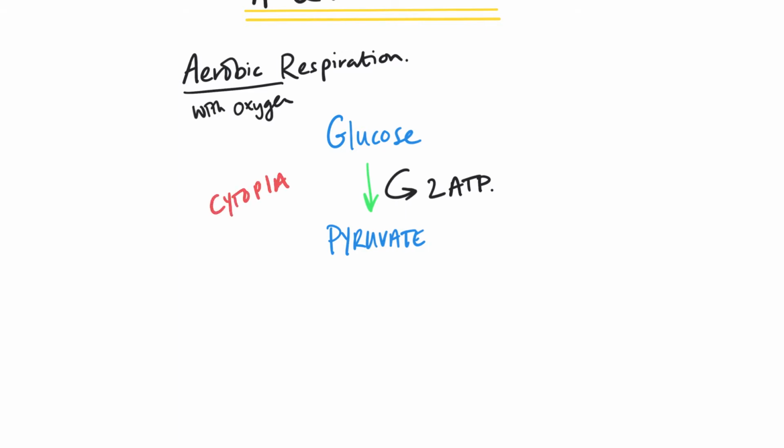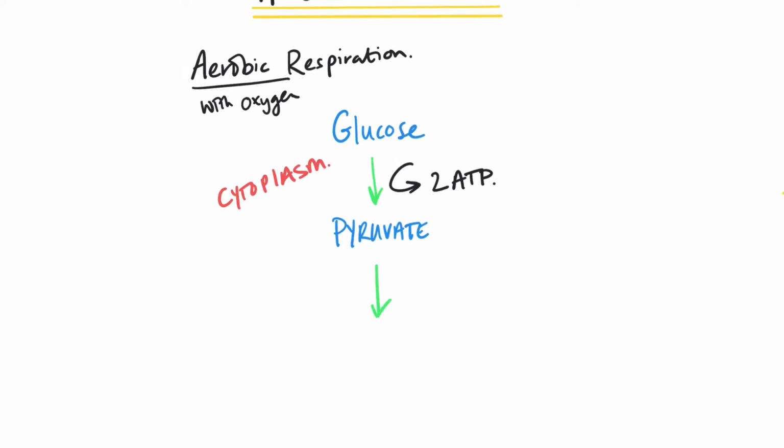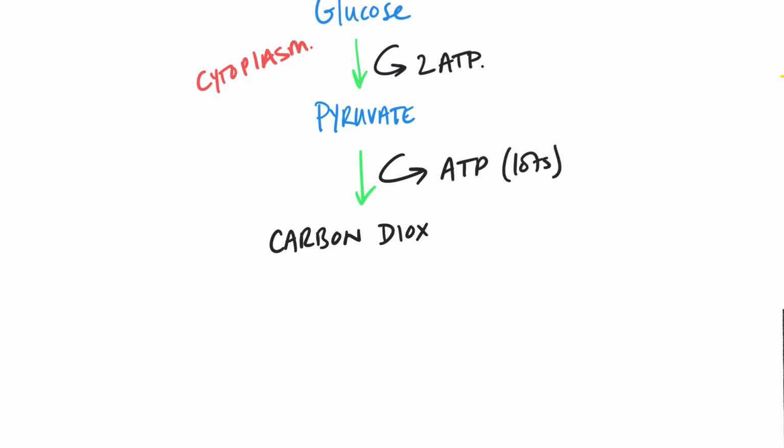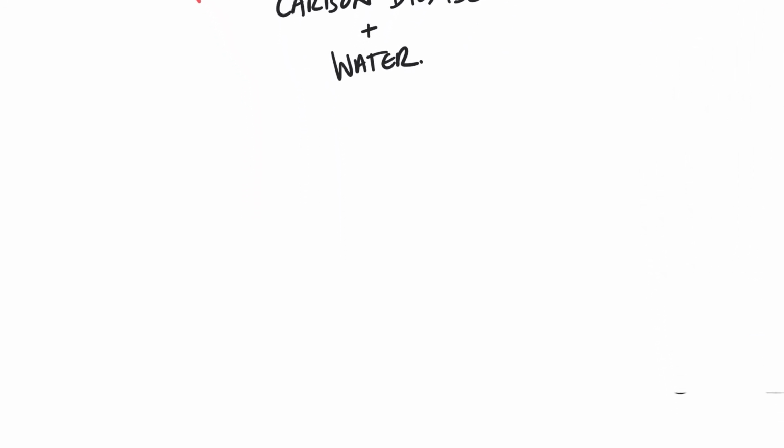Stage 2 of your aerobic respiration, we are then breaking that pyruvate down further, and we are going to produce ATP, so energy. We're going to produce carbon dioxide and water. This stage 2 of aerobic respiration happens in the mitochondria, and it's the stage 2 that's going to release lots and lots of ATP for us. So it's the high energy stage, whereas stage 1 is only releasing 2 ATP. If we are carrying out respiration where there is no oxygen, we call that fermentation.